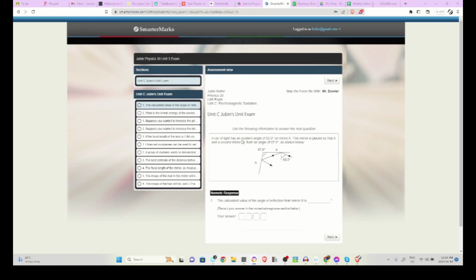So, a light ray has an incident angle of 63 degrees on mirror A. The mirror is placed so that it and a second mirror B form an angle of 97 degrees. We need to find the angle of reflection from mirror B. Well, this will be easier if we draw a picture.